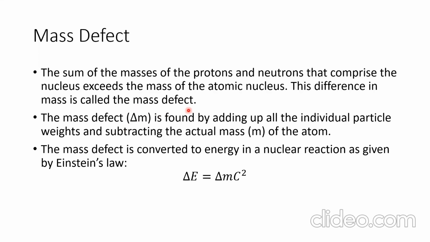The mass of nucleus plus mass defect is equal to the mass of all protons and neutrons. The mass defect delta m is found by adding up all individual particle weights and subtracting the actual mass of the atom. Then we will find out the mass defect. The mass defect is converted to energy in a nuclear reaction as given by Einstein's law. Einstein gives the equation, delta E is equal to delta m into c square.